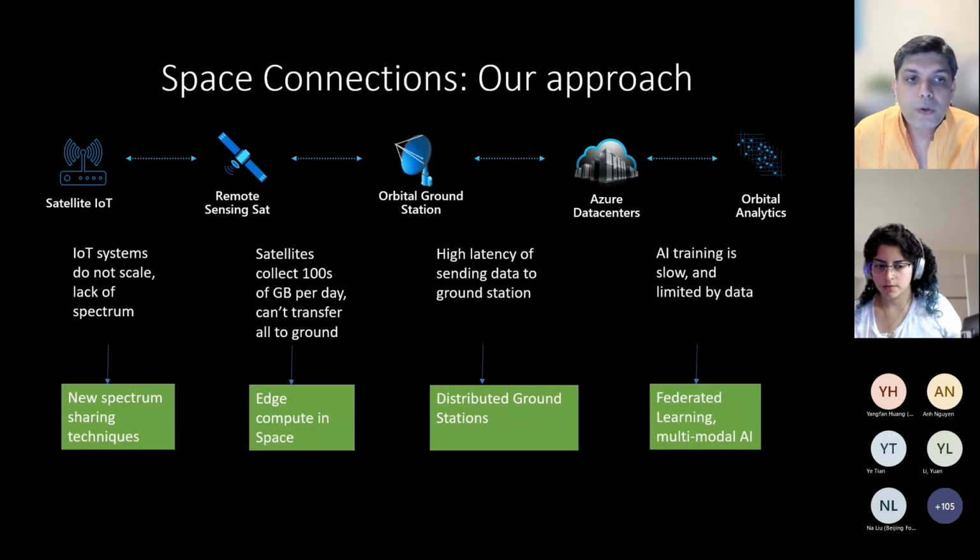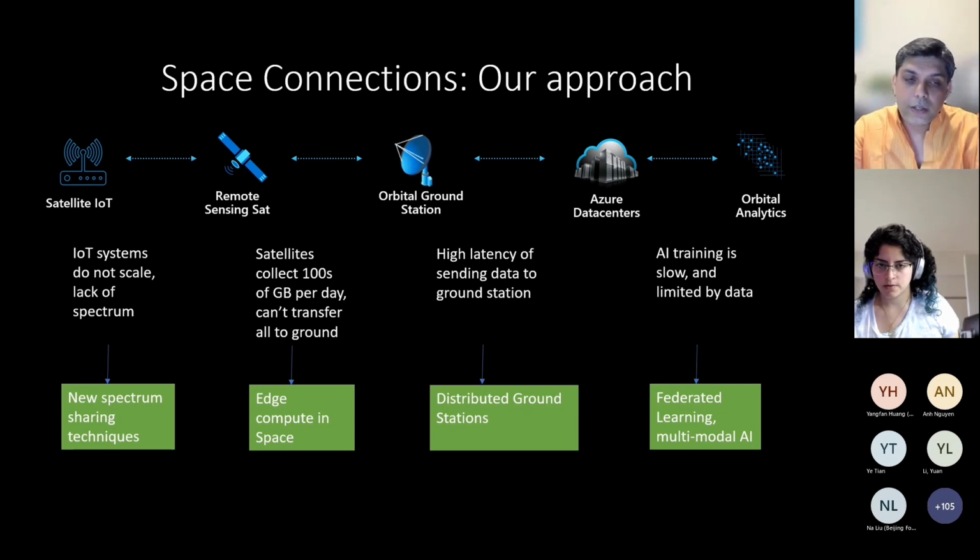In our team, we've been working on various parts of the entire value chain to bring down this latency to a few minutes. On the IoT side, we are coming up with new spectrum sharing techniques using which you can increase the number of sensors that you can connect to space by 2 orders of magnitude. Instead of sending all of that data from satellites down to the ground for processing, we are running edge compute in space, which Shadi will talk about today.